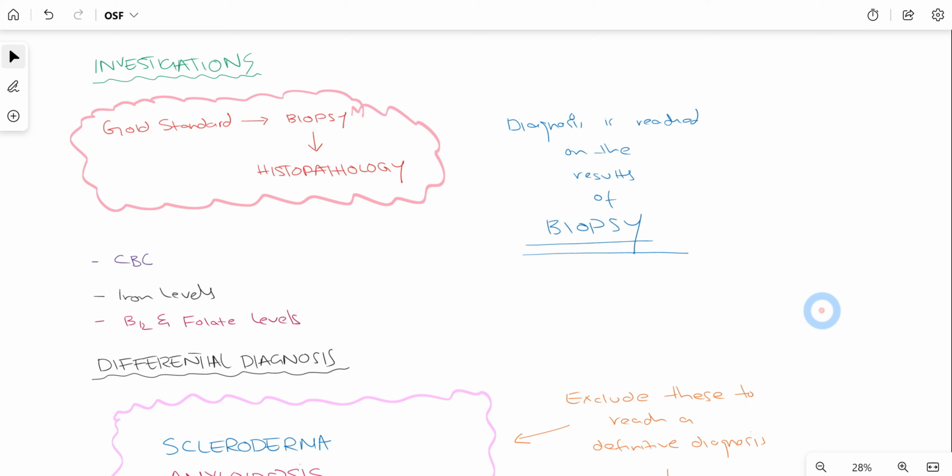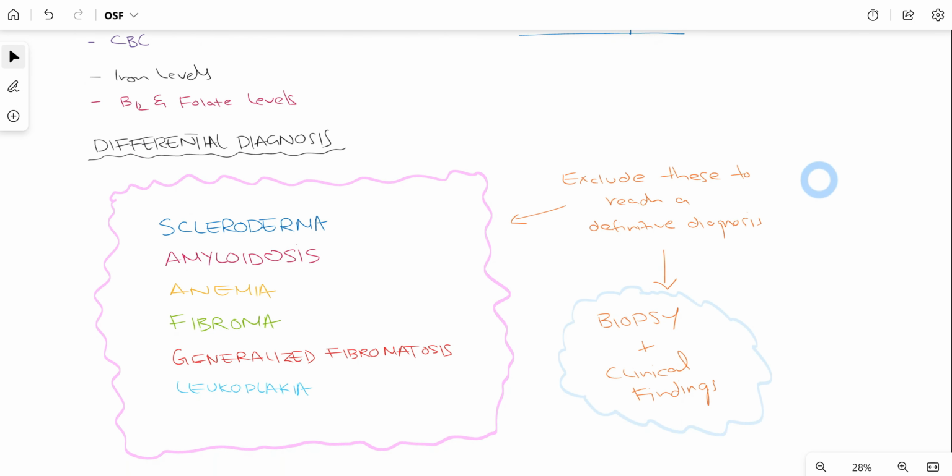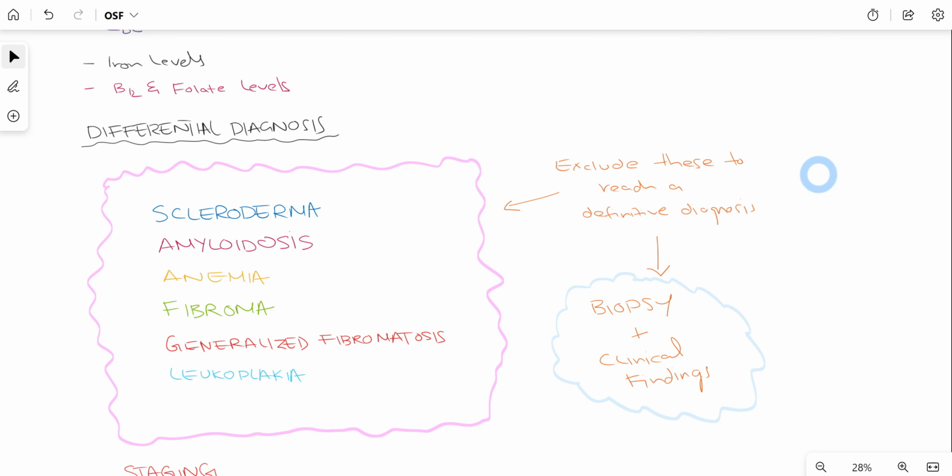Now, next, we'll talk about the differential diagnosis. There are some conditions which can mimic OSF in clinical appearance, as they look familiar to OSF. We have to rule out these conditions. Firstly, we have scleroderma, amyloidosis, anemia, fibroma, generalized fibromatosis, and leukopenia. These are some certain conditions that we have to eliminate so that we can reach a definitive diagnosis of OSF.